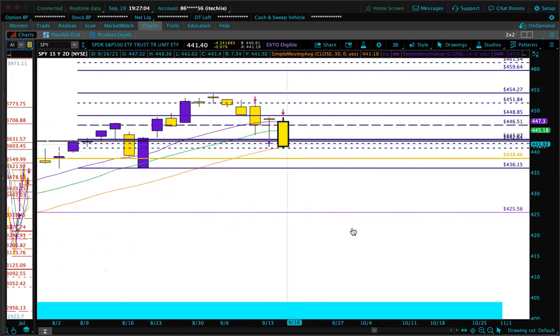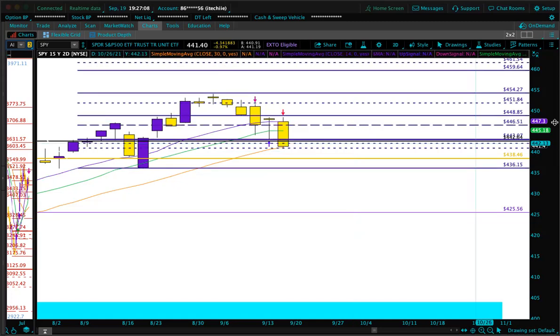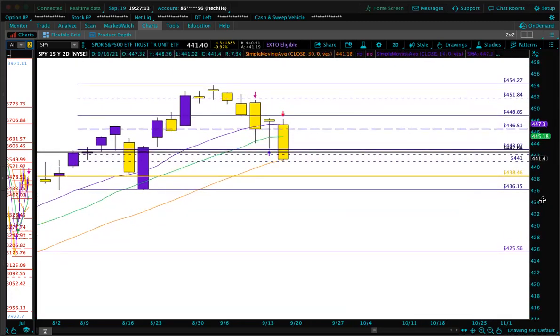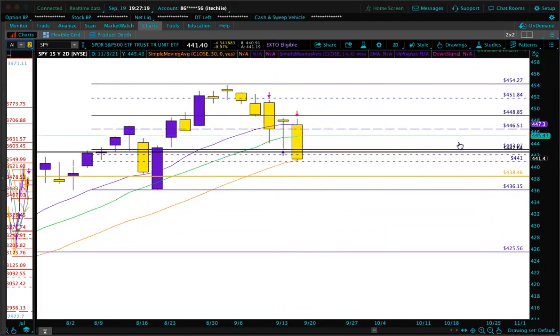Now, if we do bounce, we're looking at a bounce to 445. Right there, I would definitely add if that happens again. And I'll start taking 2 week plays. And then the next drop below 441, we take that out.